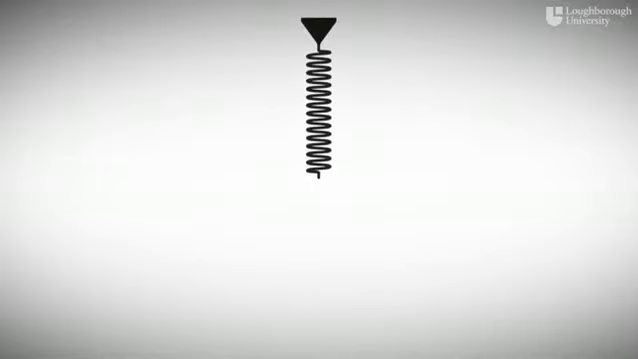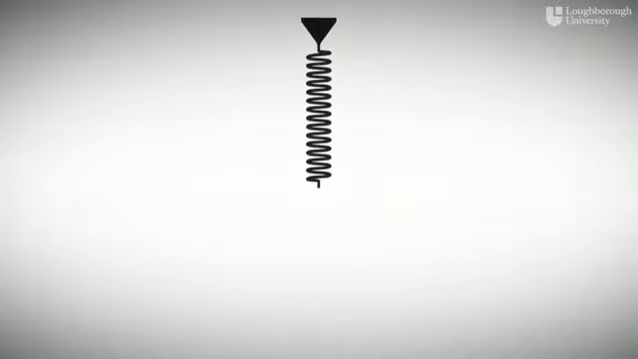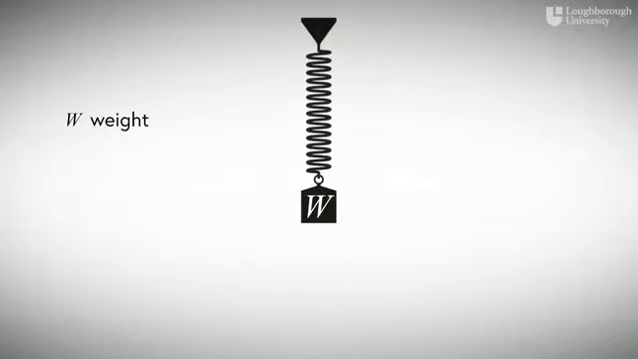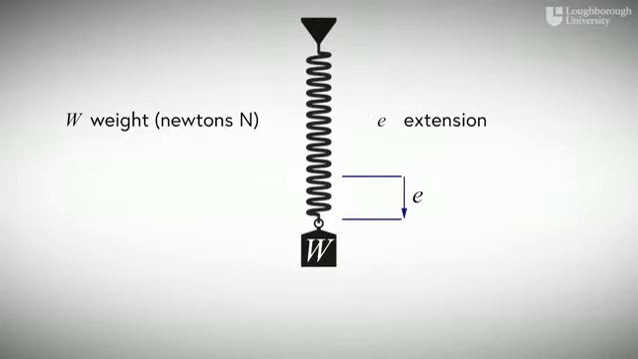Suppose we do an experiment by adding objects of various weights to the spring, and in each case, measure the extension. Let W stand for the weight added to the spring. Weight is measured in newtons. And let E stand for the extension of the spring beyond its original length. Extension is measured in meters.